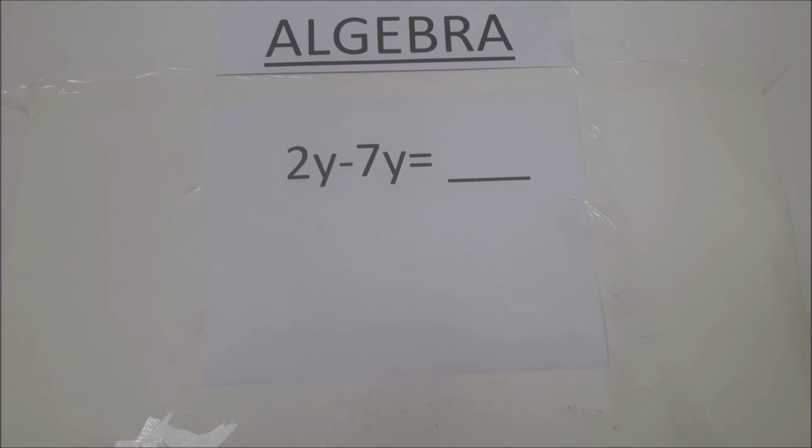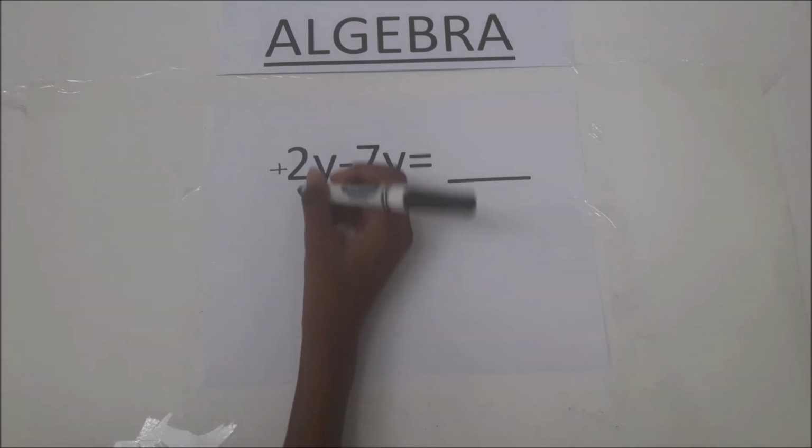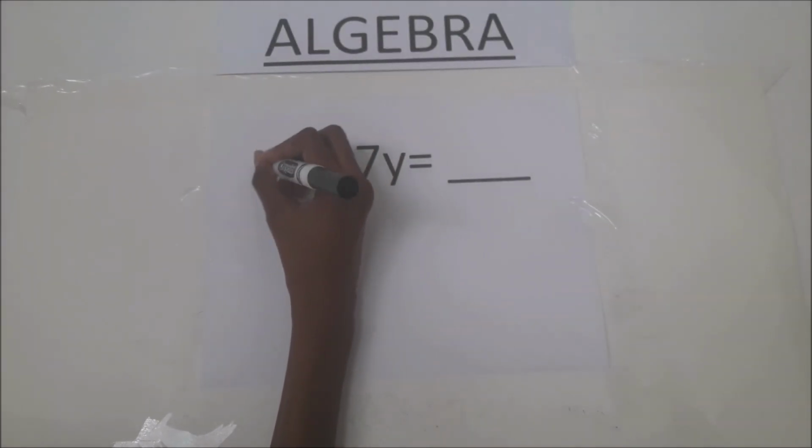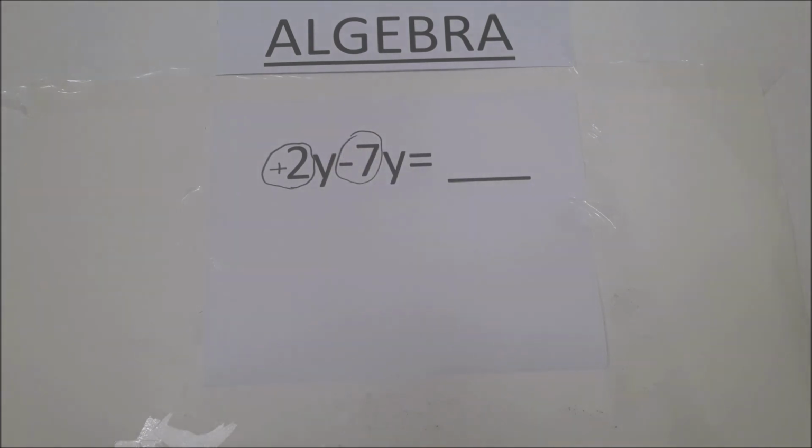Okay, Raphael, read it. 2y minus 7y. What are the coefficients? 2 and negative 7. So is the 2 positive or negative at the front? Positive. Put a positive sign in front of that to make sure you understand. Circle that, +2, and circle the -7. Write an answer for me.